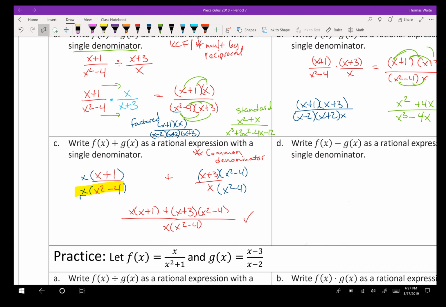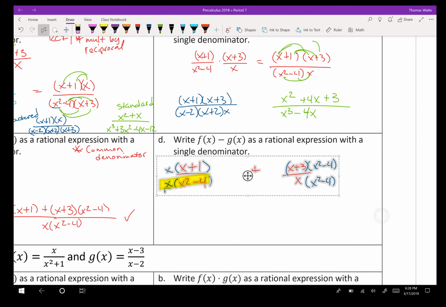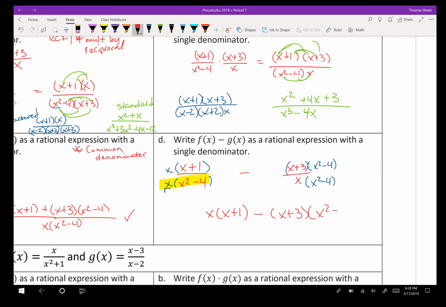Subtraction is going to be pretty much exactly the same thing. In fact, I'm going to see if I can do something sneaky here and just copy this. That's pretty slick. Subtraction is going to be the same thing, except it's just a subtraction sign in the middle. So we'd start with the problem like we had it in the red. I would make the common denominators, multiply, and then instead of adding, I would subtract. So x times (x + 1) minus (x + 3)(x squared minus 4), all over our common denominator.